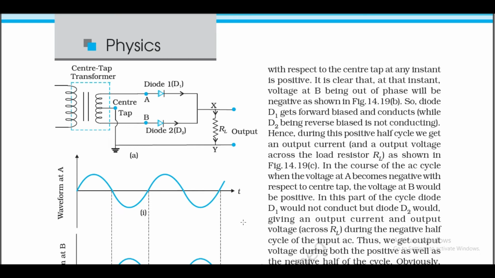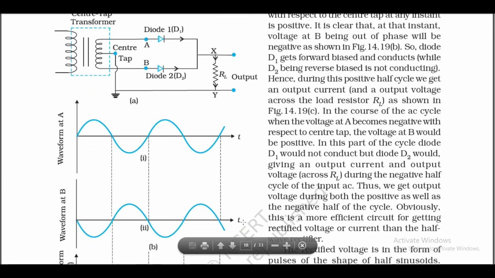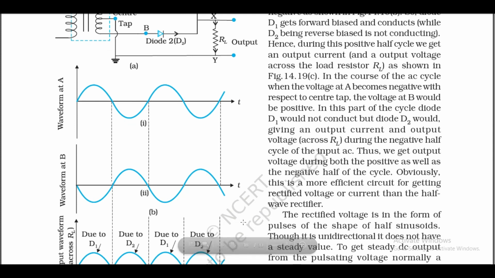When the voltage at A becomes negative with respect to the center tap, the voltage at B would be positive. In this part of the cycle, diode D1 would not conduct, but diode D2 would, giving an output current and output voltage across RL during the negative half cycle of the input AC. Thus, we get output voltage during both the positive as well as negative half of the cycle. Obviously, this is a more efficient circuit for getting rectified voltage or current than the half wave rectifier.